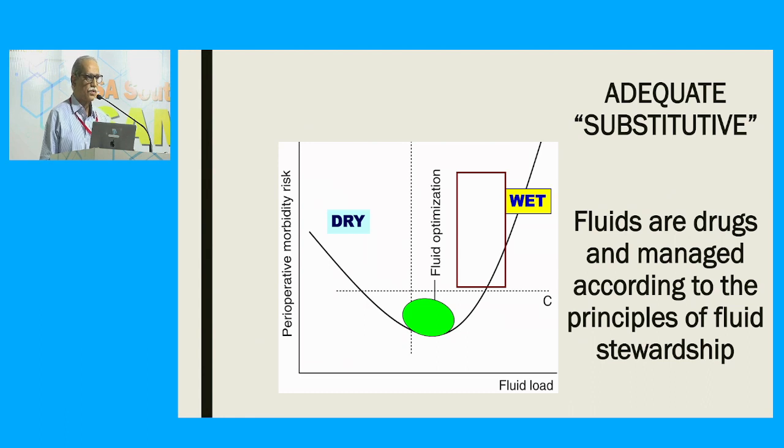That is what we want to do. You want to reach that sweet spot, the spot where it lies between dry state and wet state, slightly on the dry side or slightly on the wet side, depending on the situation you are in. And that's the only way to reduce the perioperative morbidity risk, and that can be done by an adequate amount of fluid, or rather the substitutive amount of fluid.